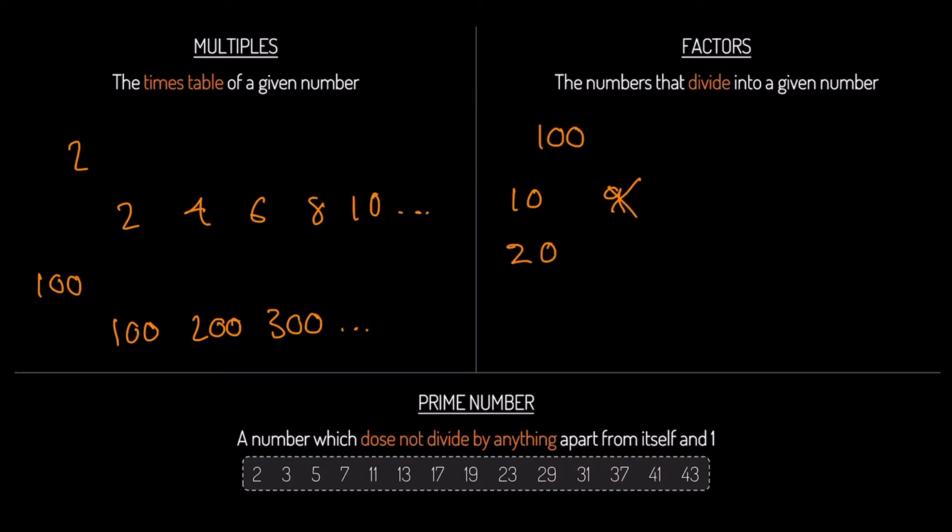Otherwise, 20 would be a factor, 2 would be a factor because you can do 100 divided by 20 and 100 divided by 2 and so on. The main thing to understand is our multiples are times table of the given number and factors are numbers that can divide into the given number.